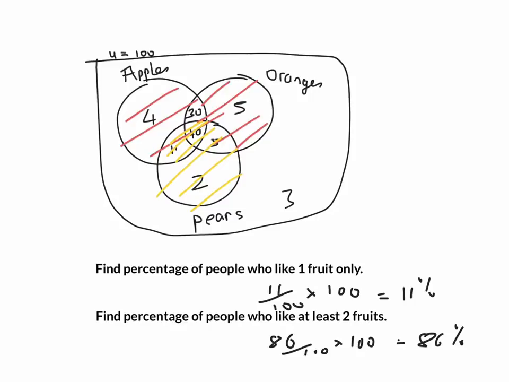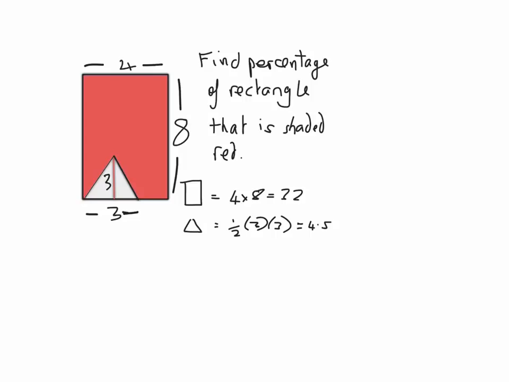So you really have to think about those kind of questions and make sure you have the right area before you go ahead and try and work out the percentage. So here's another kind of percentage question you might get. The general type of question that we're talking about here is when you're asked to get the percentage of a particular part of a given shape. So for example, in this question here, we're told to find the percentage of the rectangle that is shaded red. So what percentage of the total rectangle is shaded red?